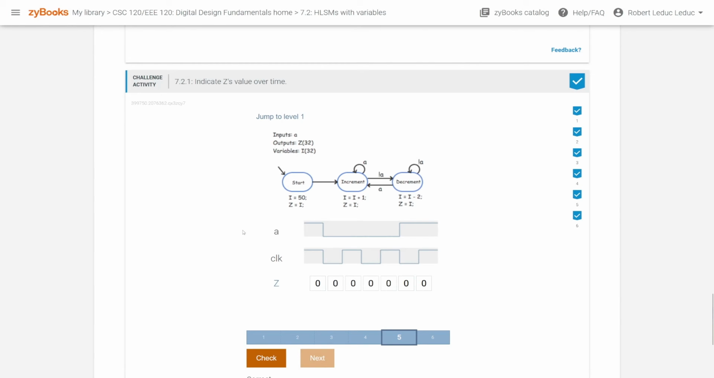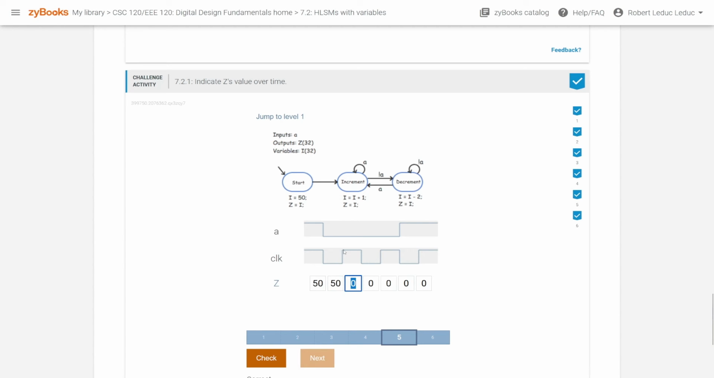Okay, for the fifth problem, similar, I don't think it's identical, but similar high-level state machine here. We're going to, again, start off in the start state with an initial value of I of 50, and our output Z being set equal to I. So before the first rising edge, Z will start out with a value of 50.